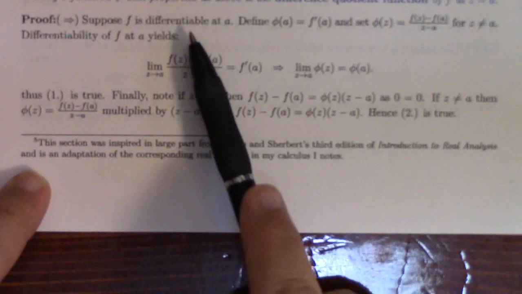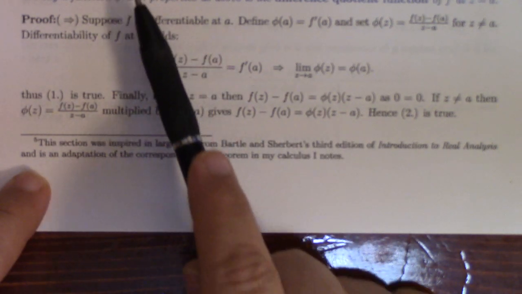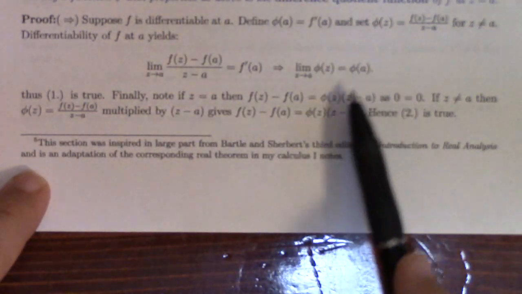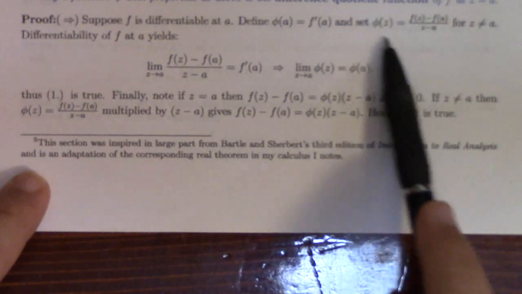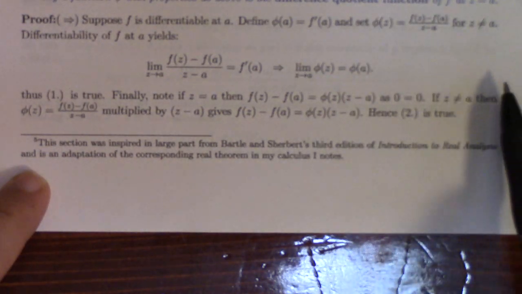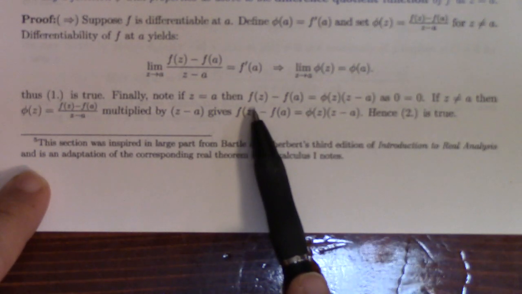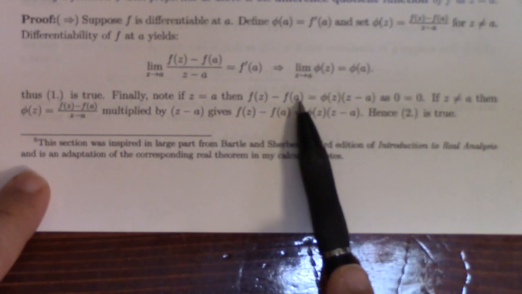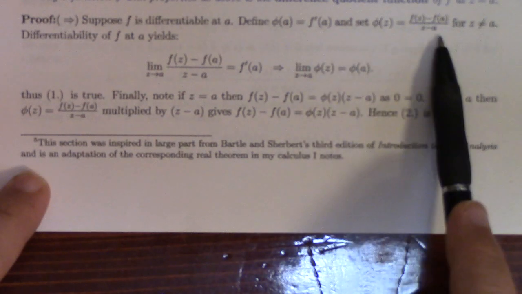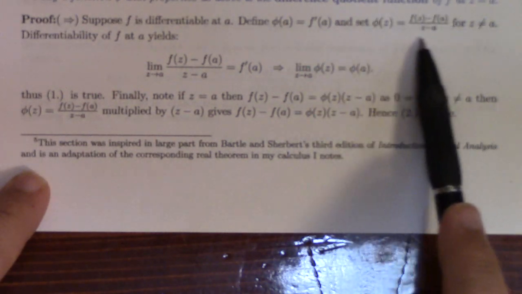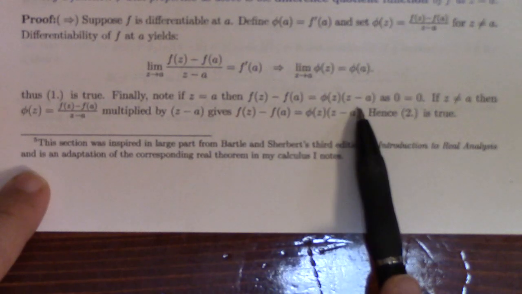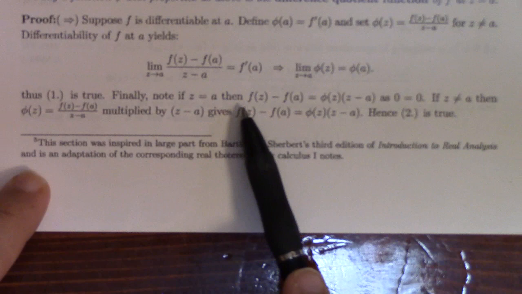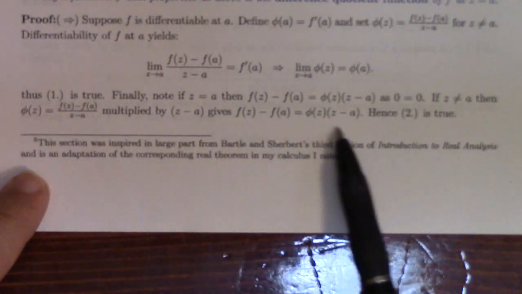So therefore, f differentiable at A implies that 1 is true, that phi is continuous, and phi also satisfies 2, right? If this is the formula for z not equal to A, then you can solve that. This gives you f of z minus f of A is equal to phi of z times z minus A. Just multiply this equation by z minus A, you get that. And that's for z not equal to A, technically, right?